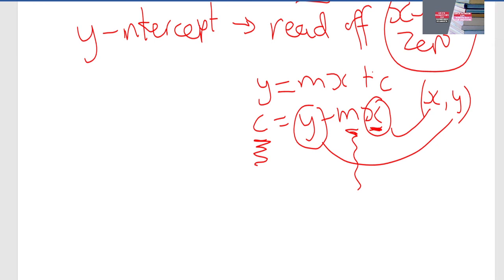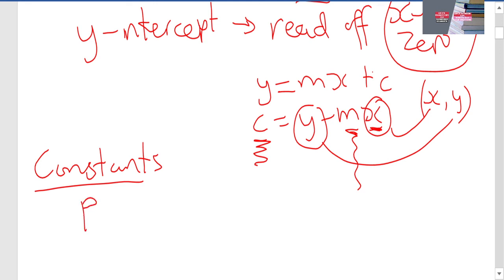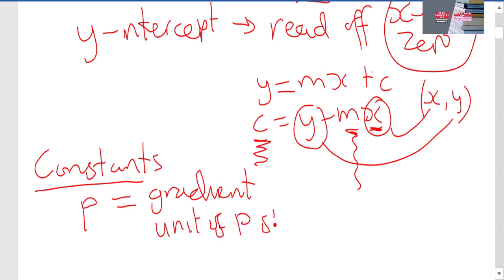Now the last thing here is the constants themselves. Usually one of the constants is equal to the gradient, or it's related to the gradient, right? And then another constant is related to the y-intercept. So I'll just put it random. So constant p should be equal to the gradient, and then you should then state the unit of p. So very, very important there, and also to the same degree of accuracy.